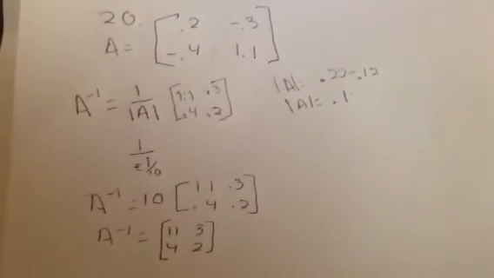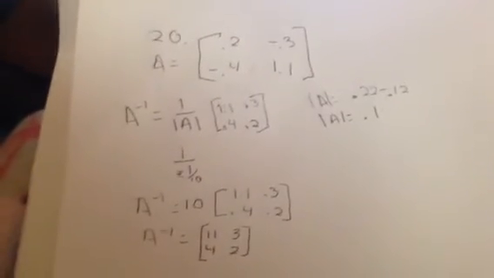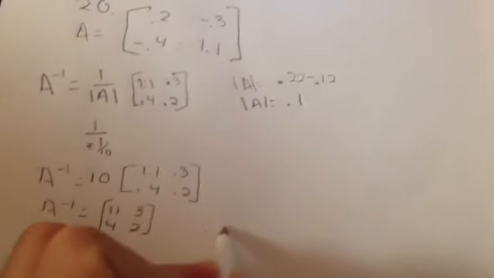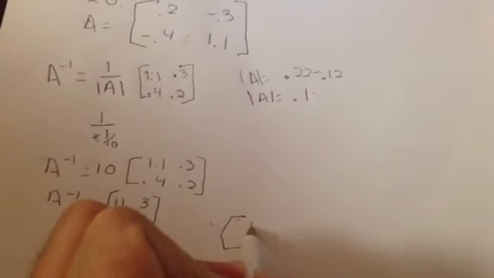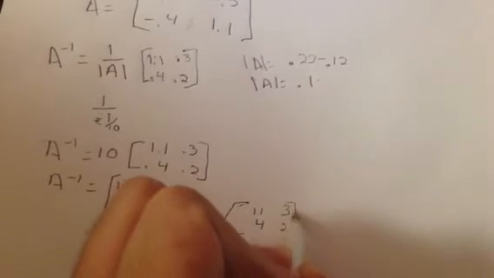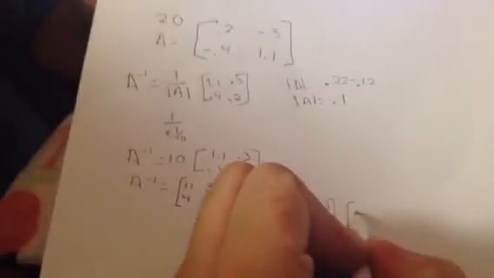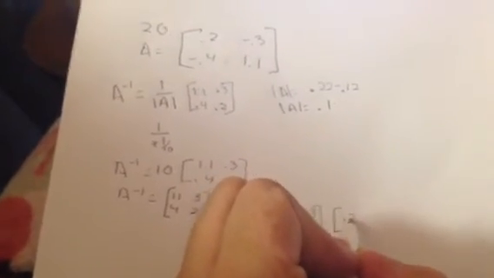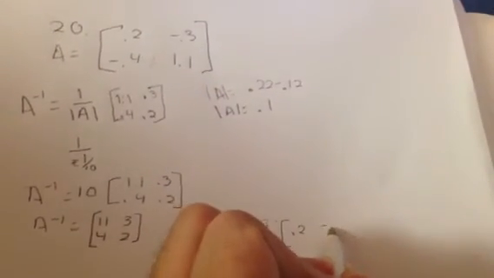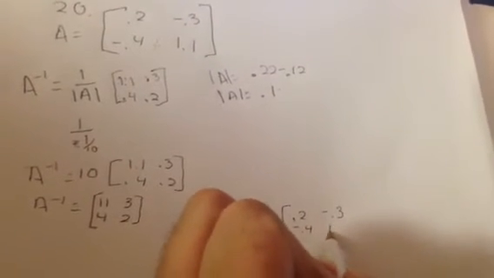Now if we want to make sure that A inverse is A's inverse, we'll have to double check by multiplying them out. So here we go, 11, 3, 4, 2, and we multiply it by, let's see, what was that matrix again? Oh, 0.2, negative 0.3, negative 0.4, 1.1.